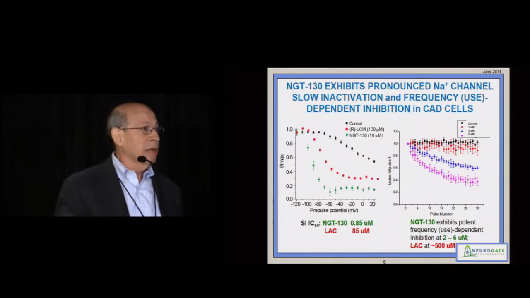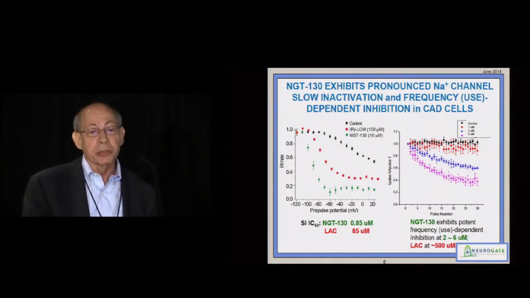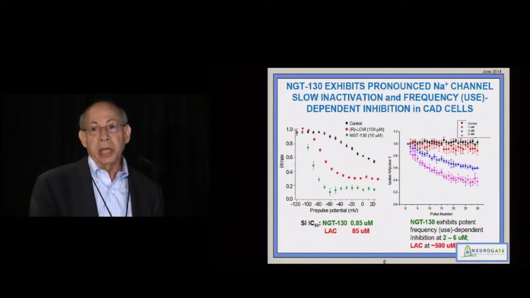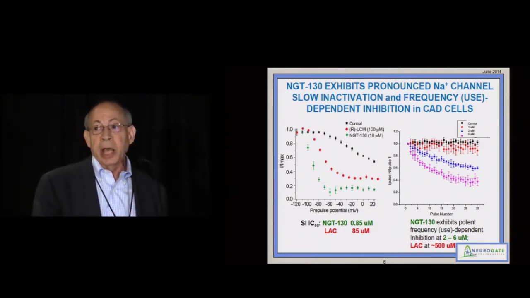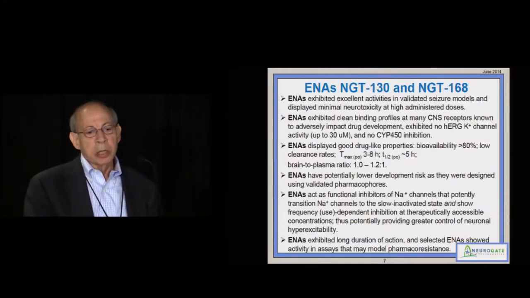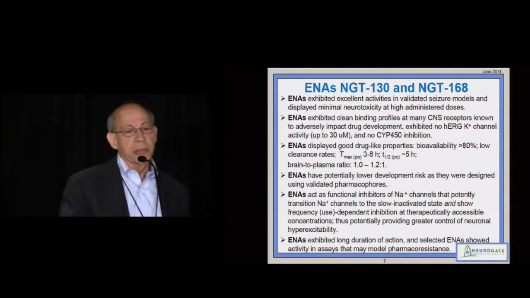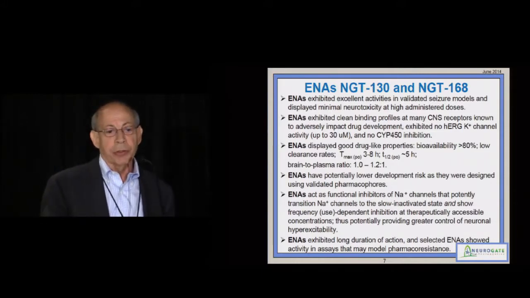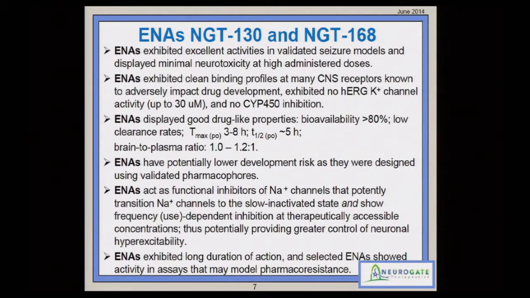So we think these ENAs have two competitive advantages. One is they powerfully induce slow inactivation, and second is that they have frequency use inhibition, again at therapeutic concentrations. So this summarizes a little bit about the ENAs. First of all, the ENAs, like 130 and 168, have excellent activities in the seizure models with minimal neurotoxicity. We've examined the ENAs in a number of receptor binding studies at targets known to adversely impact drug development, and we see no interaction. We see no hERG channel activity up to 30 micromolar and no CYP450 inhibition.